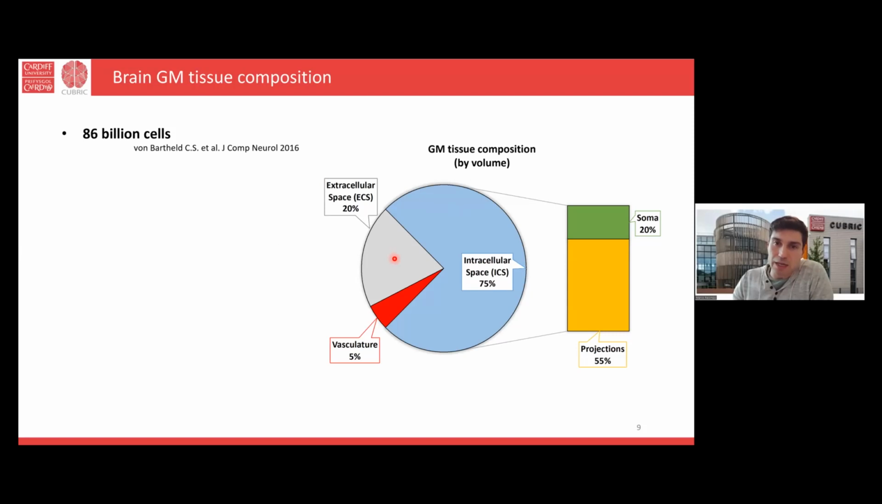Roughly 20%, depending on the brain region we are looking at and the species, is occupied by the extracellular space, and about maximum 5% is vasculature. If we look at the intracellular space, approximately 20% of this 75% comes from the cell body, and the rest is mostly cellular projections.